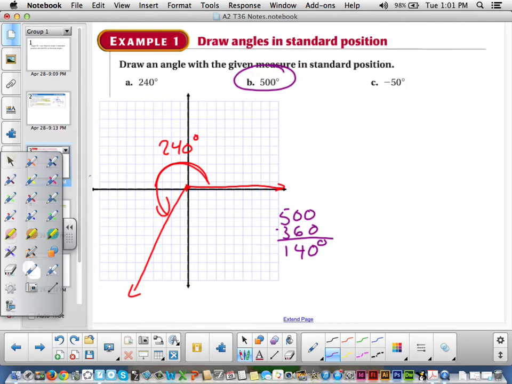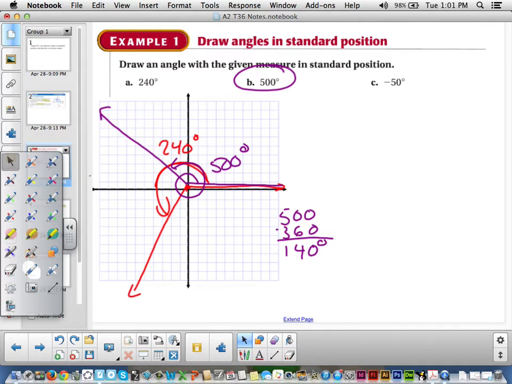All right? So here's 180. We want to be 40 degrees less than that. That would put us right about here. And that's a 500 degree angle. So we do first the full rotation, then we come around to get our 500 degree angle. Here's our initial side. We rotate a full rotation plus 140 degrees more.